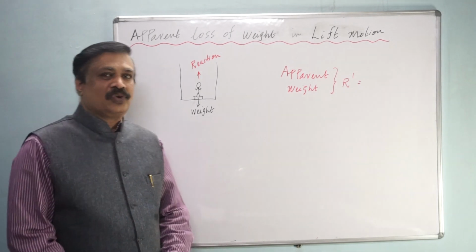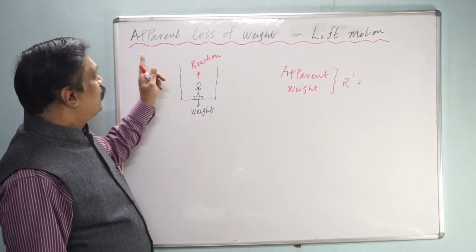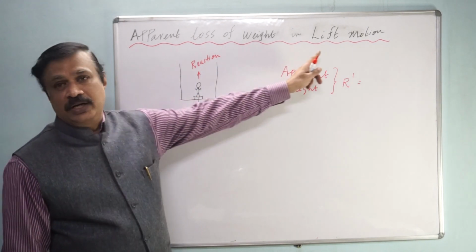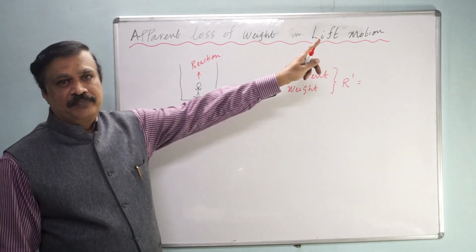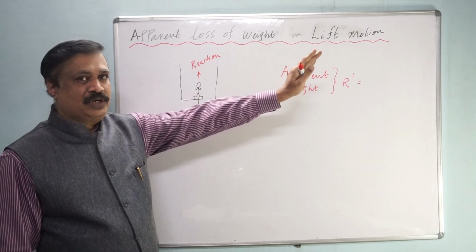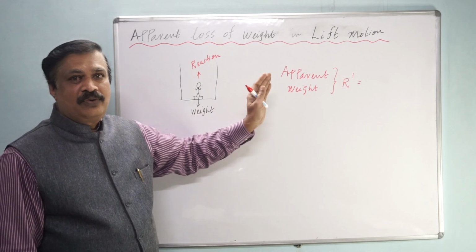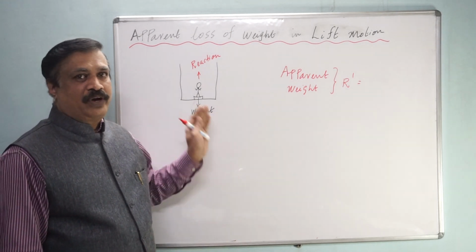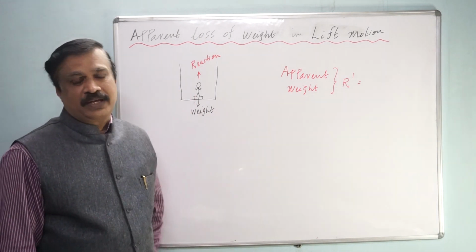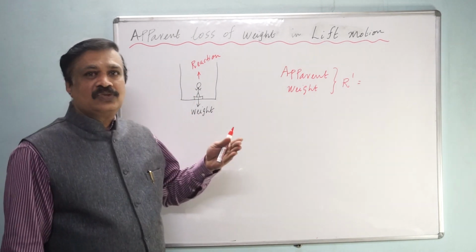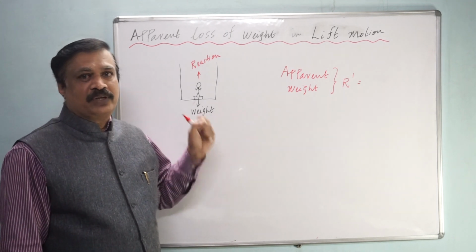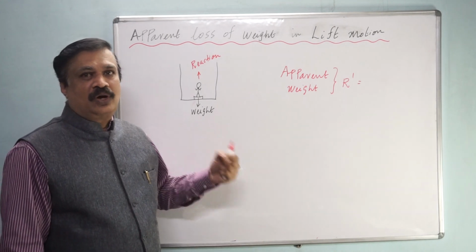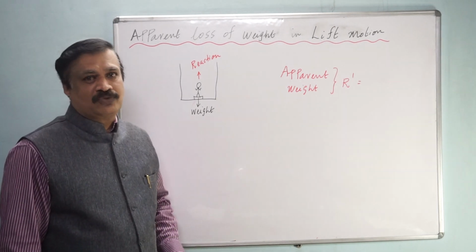Good morning. Today we are going to see apparent loss of weight in lift motion. This question comes in 5 to 7 marks in university exams. They will ask some numerical problems also in this question. That means if you know this question, you can solve some numerical problems also.